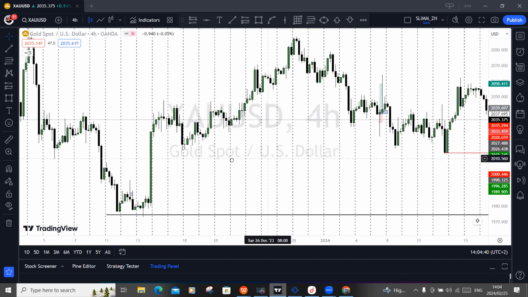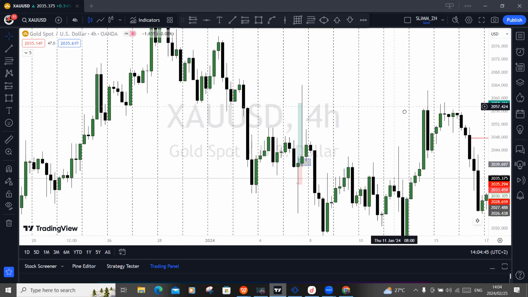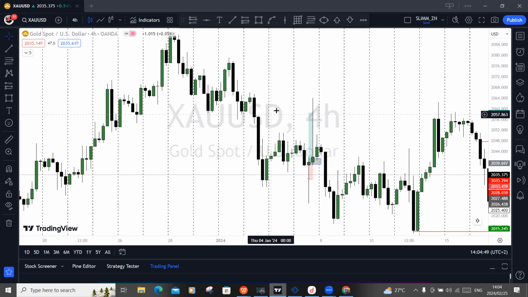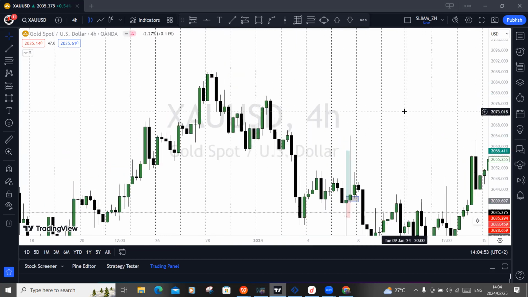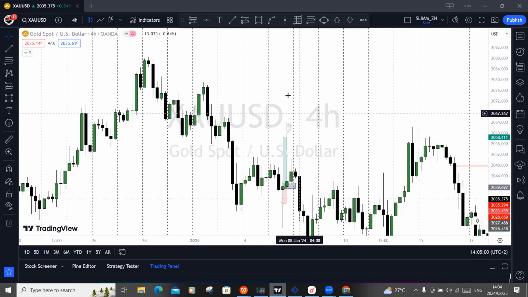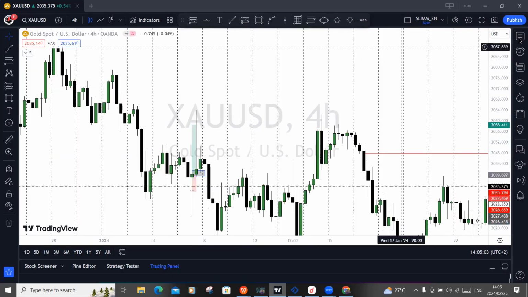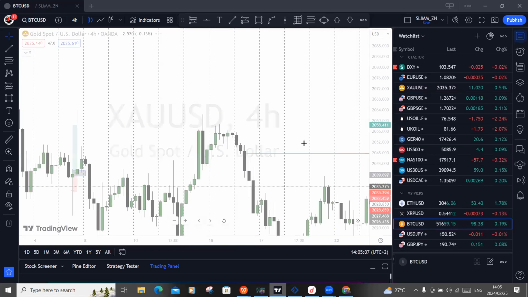Let's see as we are coming down from this particular price action. Do we have an inside bar coming down? No, I don't see any. Maybe let's look for another asset quickly. BDC USD.